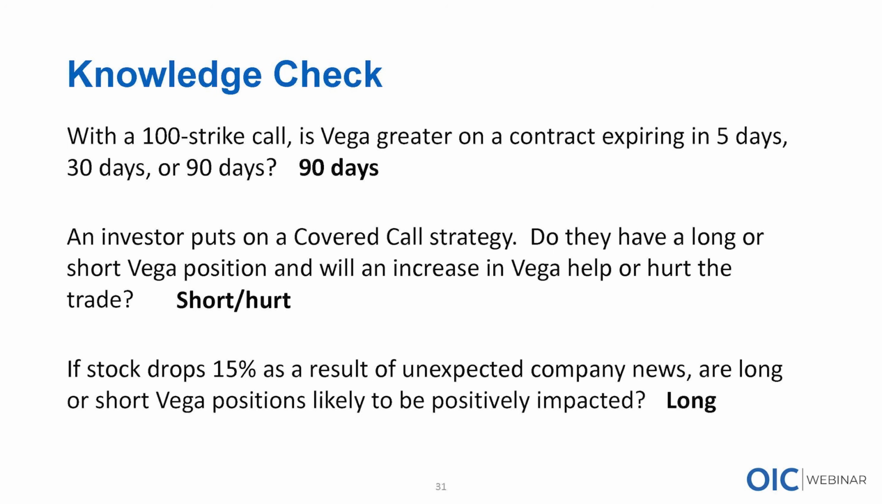All right, last question. If a stock drops 15% out of the blue as a result of some unexpected company news, maybe the CFO stepped down, or they're pre-releasing earnings, or maybe they didn't get a government contract, something happens. Will long or short Vega positions likely be more positively impacted? Which position would be more positively impacted, a long Vega position or a short Vega position?